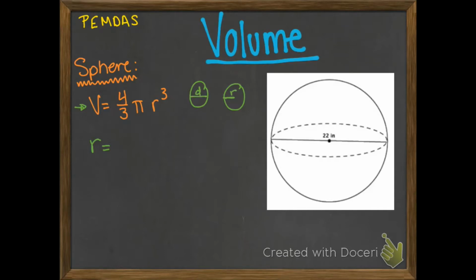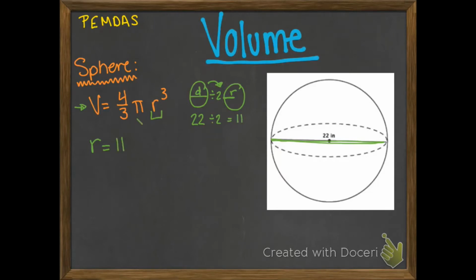In order to go from the diameter to the radius, we need to divide the diameter by 2. If you look at this sphere, we have the circle right in here, okay? And this right here would be the diameter. So the entire diameter is 22 inches. We need to divide that by 2 because our formula calls for the radius. 22 divided by 2 gives us 11, and that's the number we're going to end up plugging in.